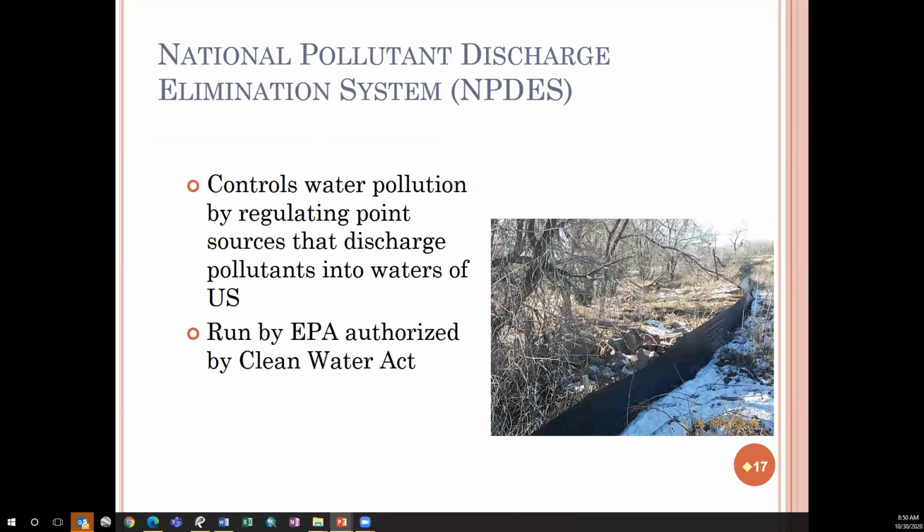There's also the NPDES system for a community, the MS4 permits, municipal separate storm sewer permit that we have with the state that feeds into the NPDES requirements. So it controls water pollution, regulating point sources that discharge into a stream, a higher standard than just basic NFIP.